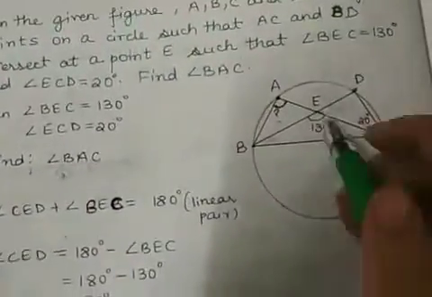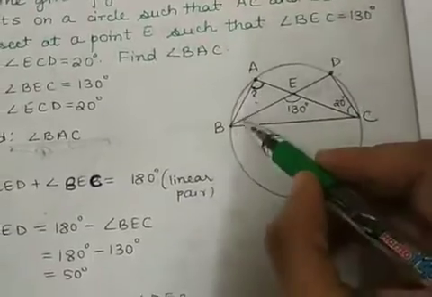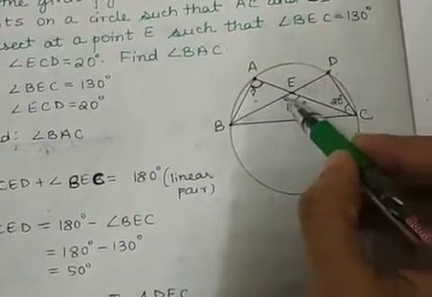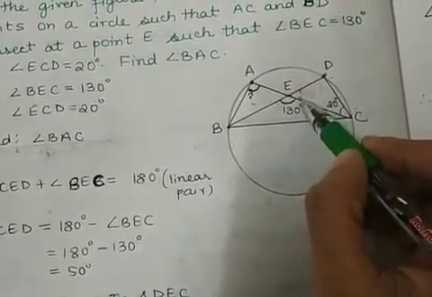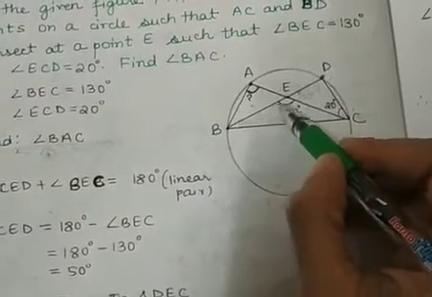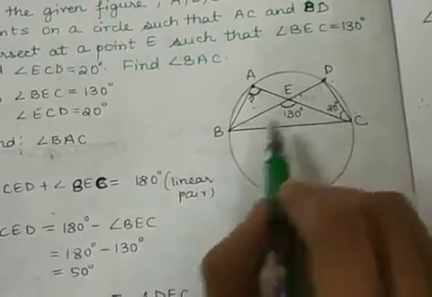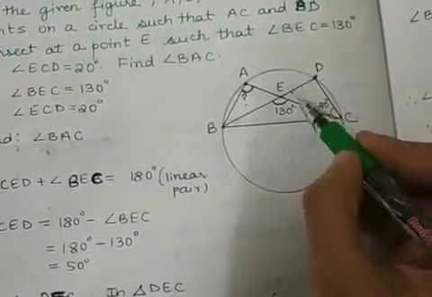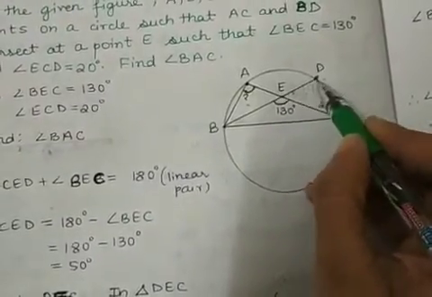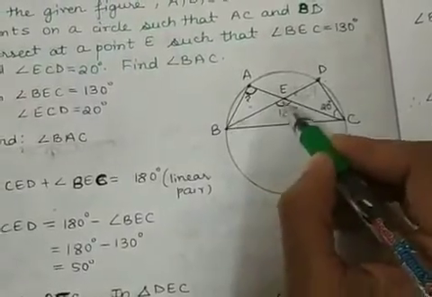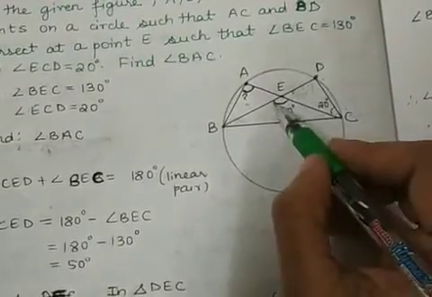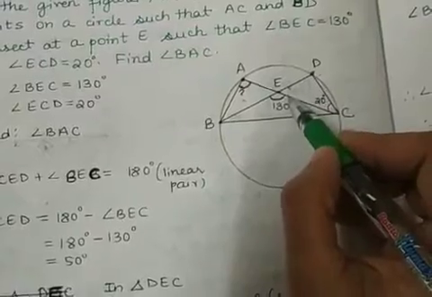So let us see here. Now if you take this line here, you know this angle. Can you find this angle? Yes, because this forms a linear pair. So if this angle plus this angle is 180 degrees, then angle CED plus angle BEC is 180 degrees because they form a linear pair.